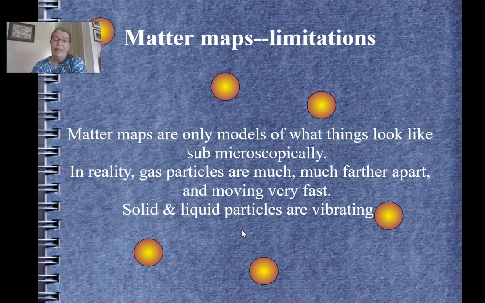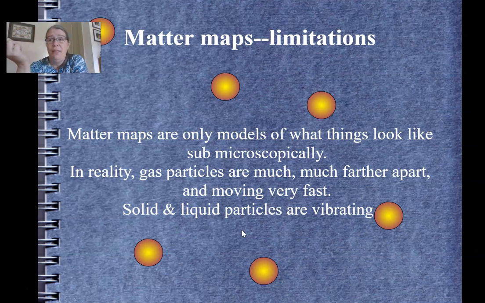The problem is that any scientific model is going to have some simplifications and limitations. So matter maps, being a scientific model of what things look like on the submicroscopic particulate level, they have limitations, and there's two really important ones. So this matter map is a matter map of a gas, and if I think about how I could tell that, well, using my lived experience is a good idea.